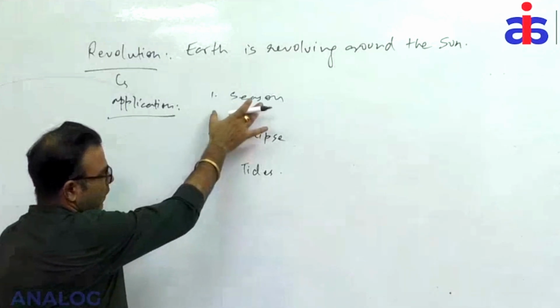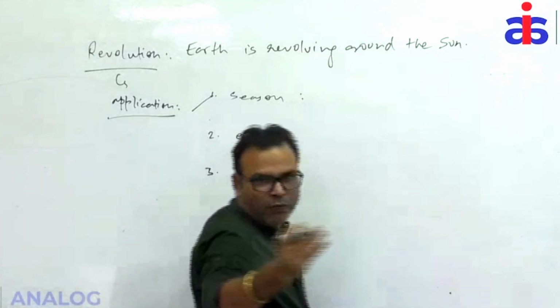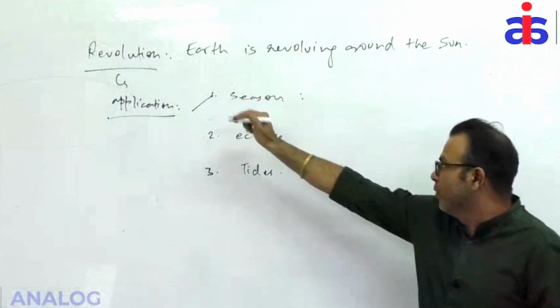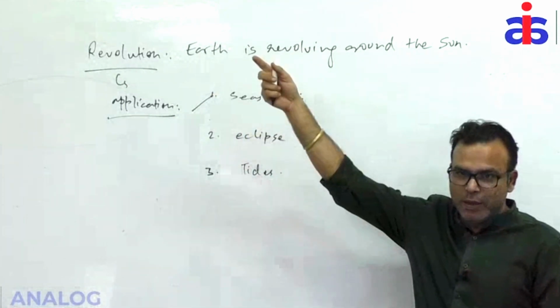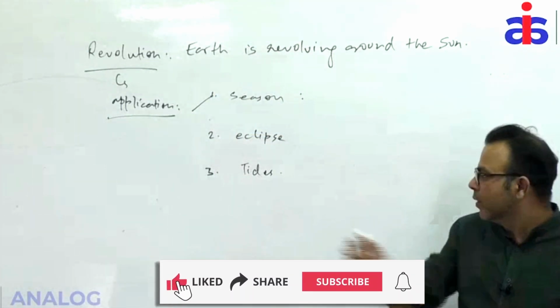Okay, season we have covered it. What are the season reasons? Come on. First is more than this revolution, which is more important? Tilt angle. Then is revolution, and the small part with the rotation.